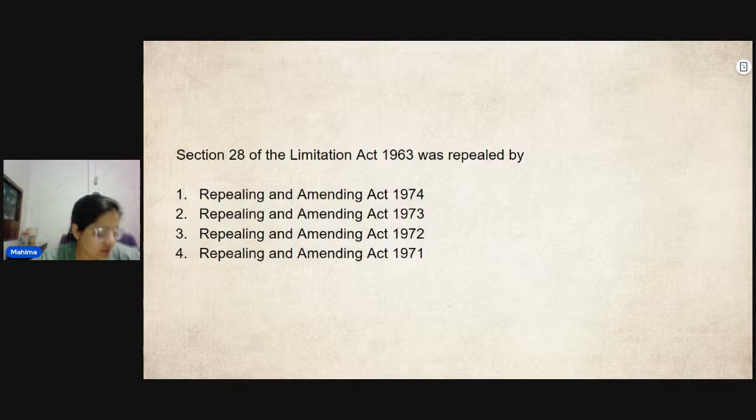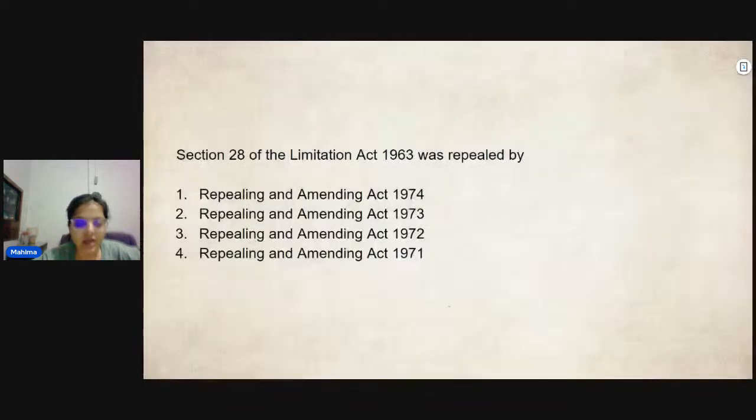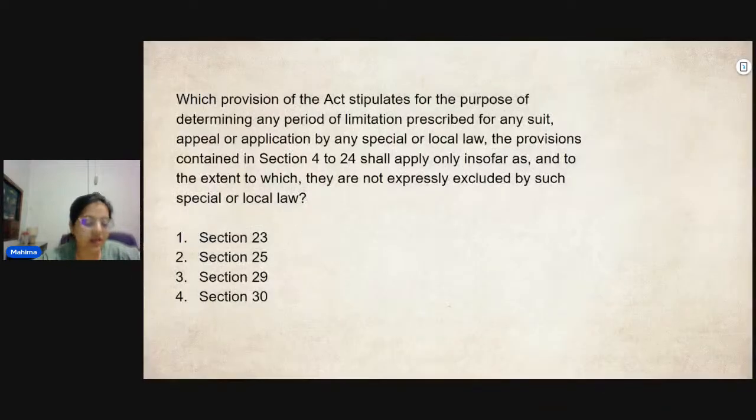Yes, anonymous, it was right. It was option number D. Okay. Anonymous is saying one, Divya is saying one, Shubham is also saying one, Pritika is also saying one, and the correct answer is one. It is by the Amending Act of 1974. Yes, the year 1974 brought a major amendment for the Limitation Act.